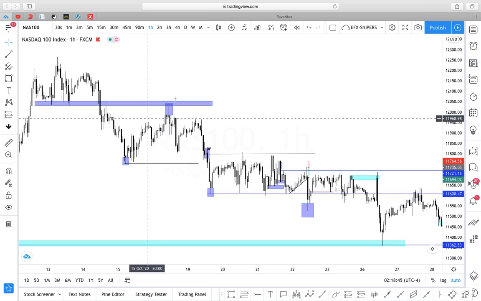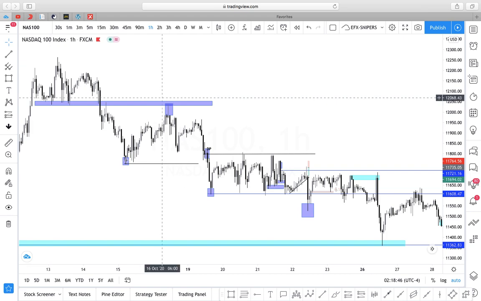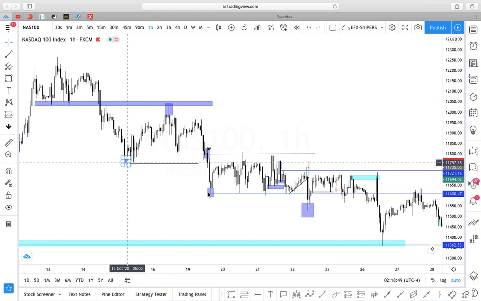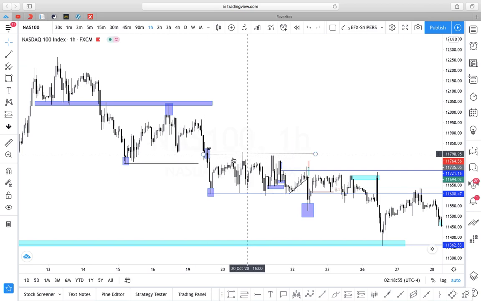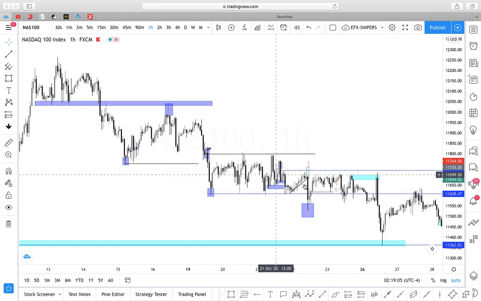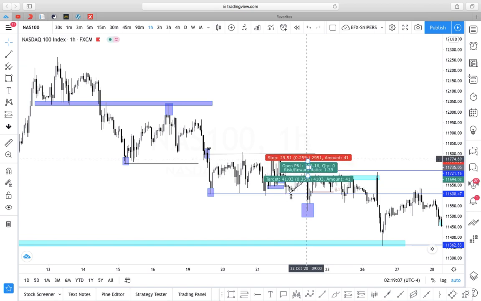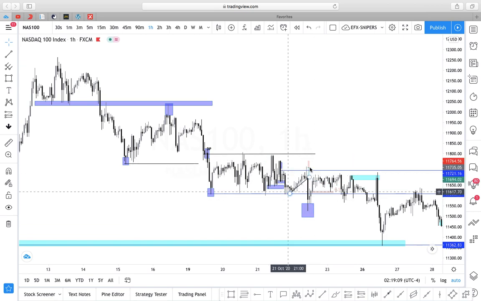So if you can check, they come, they test this area, they drop, they break this structure, they print a new low. Now market pushes to where we have this decision point. Then from the decision point, as I explained already in the previous video, they start accumulating from this area. They start consolidating, in simple terms. Then they push again to the upside with what we call a compression.